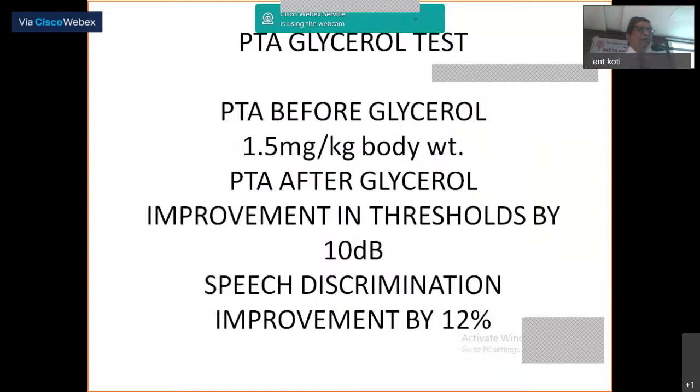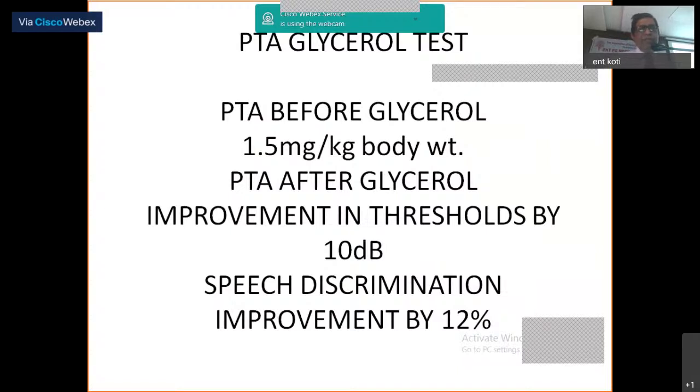Then previously, before the advent of modern tests, there was audiometry done in cases of high frequency hearing loss where they used glycerol to decrease the osmolality of the inner ear fluids. So once you give glycerol and decrease the osmolality, patients will hear better. That was the diagnosis made for Meniere's disease. So this is a glycerol test, which is not done nowadays, but you can do it for completion.